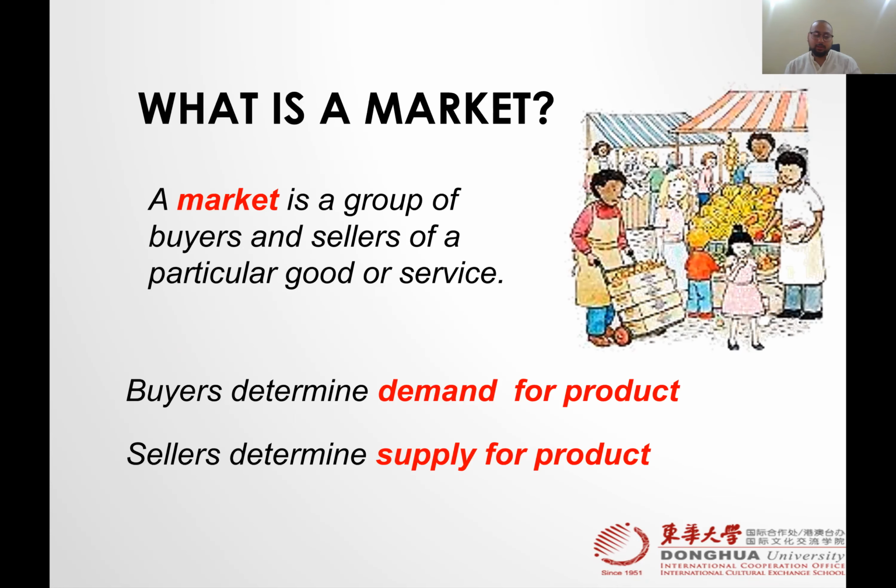So you are seeing this picture here, right? We call this a market, where there is a group of people who are buying and a group of people who are selling things. We call this a market. So demand, who creates demand? Buyers, right? So buyers create demand, or buyers determine demand.